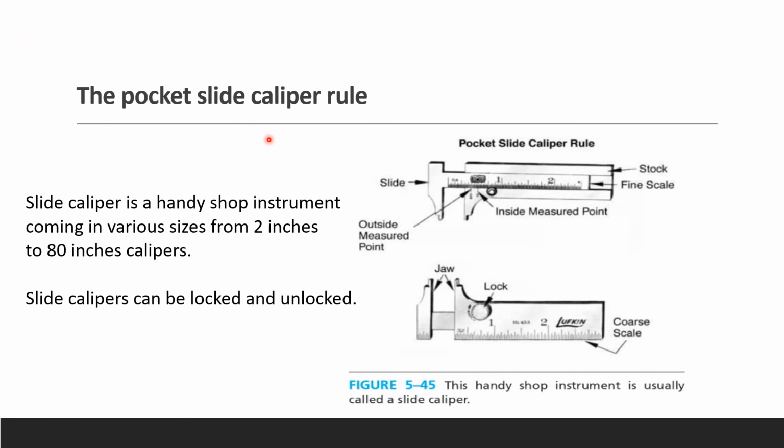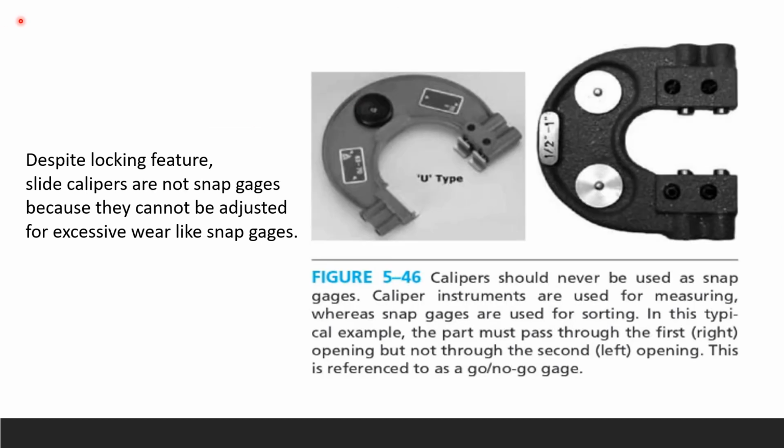So the pocket slide caliper rule, we usually call it slide caliper. It is a handy, sharp instrument. They come in various sizes from 2 inches all the way to 80 inches. And they can be locked and unlocked. So even if we have a locking feature on slide calipers, they're not snap gauges because they cannot be adjusted for excessive wear like snap gauges can.